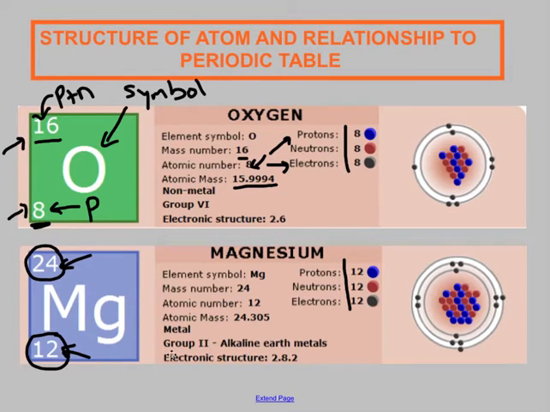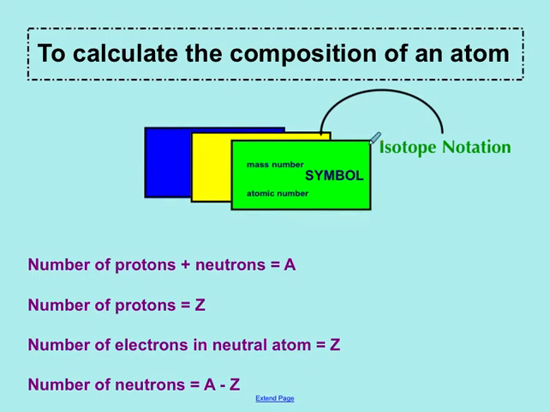Okay. All right. So like I said, this is where you're going to want to write some of this stuff down. So to calculate different things for an atom, here's what we're going to do. First of all, if you have this notation here, you can see I called this isotope notation. So isotope notation, you have your mass number at the top, you have your atomic number at the bottom, and you have the symbol, which would be C for carbon, or O for oxygen, or W for tungsten. Just kind of depends what you're using for that symbol.